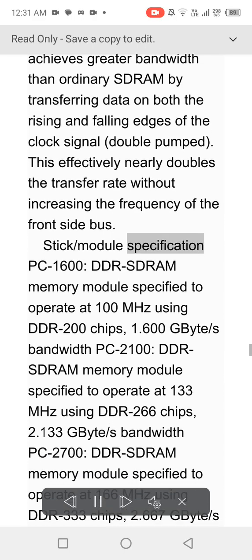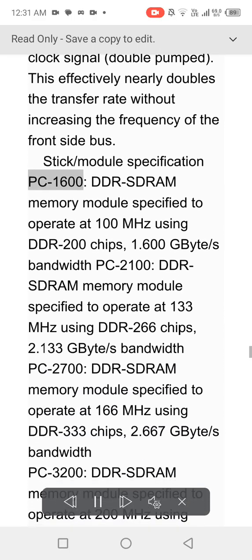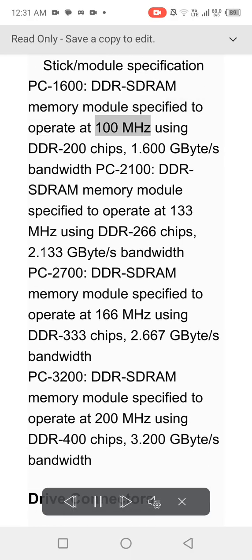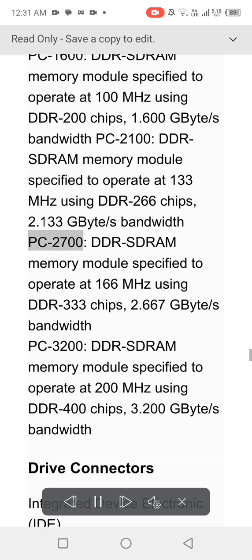Stick/module specification. PC1600: DDR DRAM memory modules specified to operate at 100 MHz using DDR200 chips, 1.600 GB per second bandwidth. PC2100: DDR DRAM memory modules specified to operate at 133 MHz using DDR266 chips, 2.133 GB per second bandwidth.